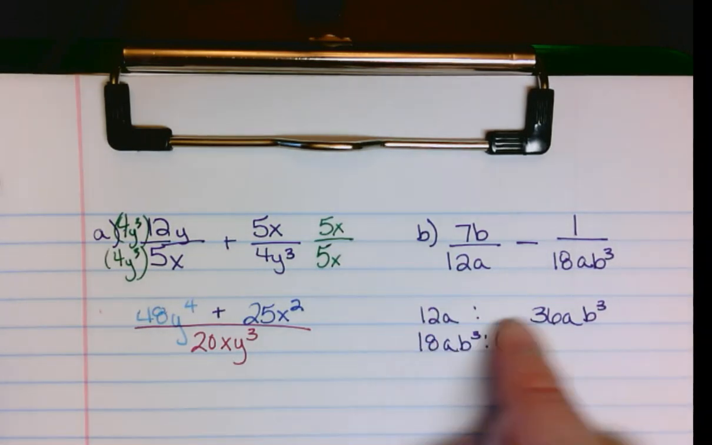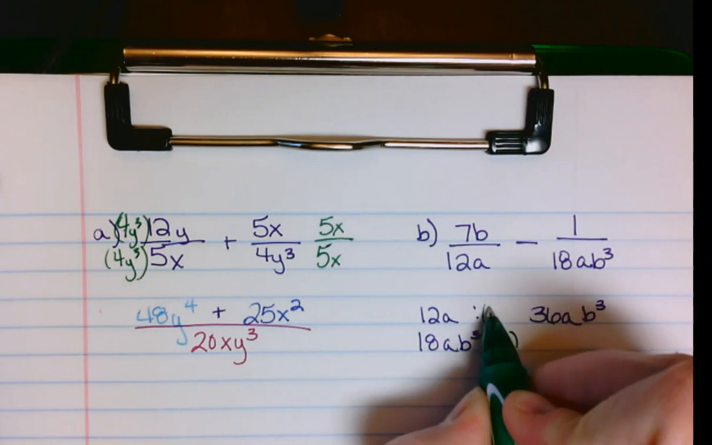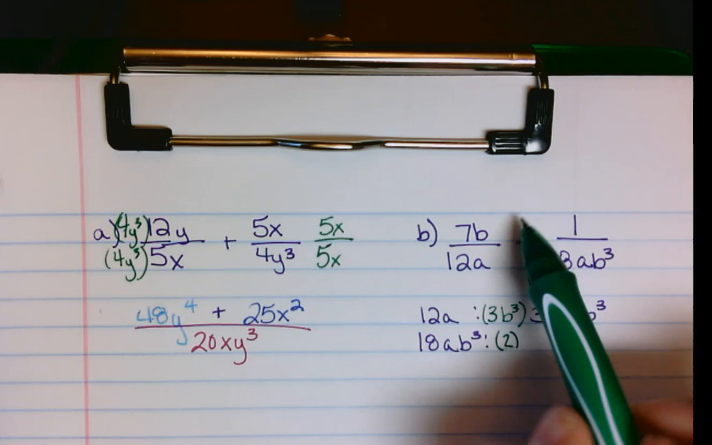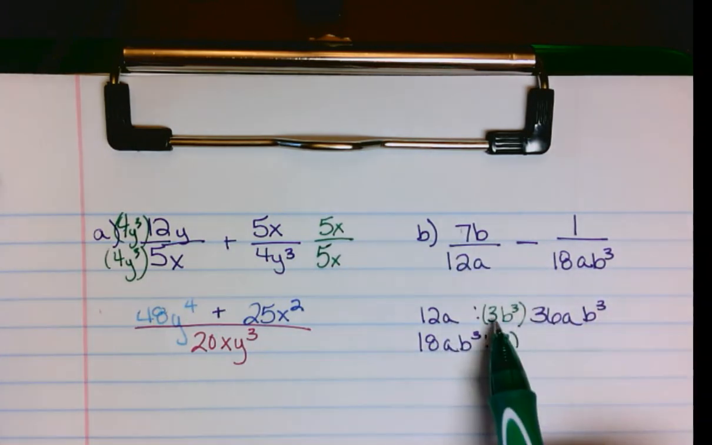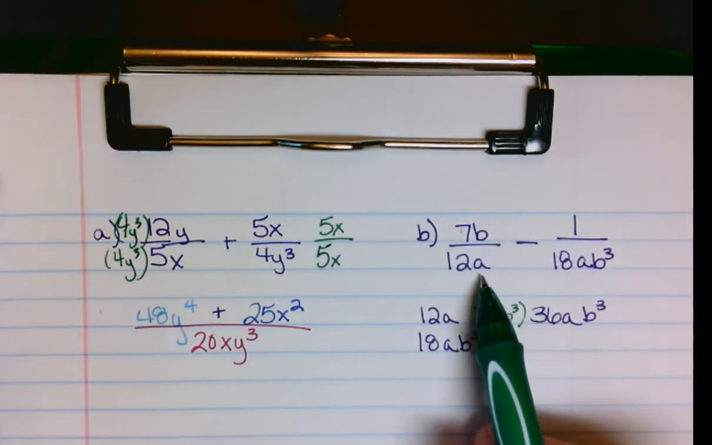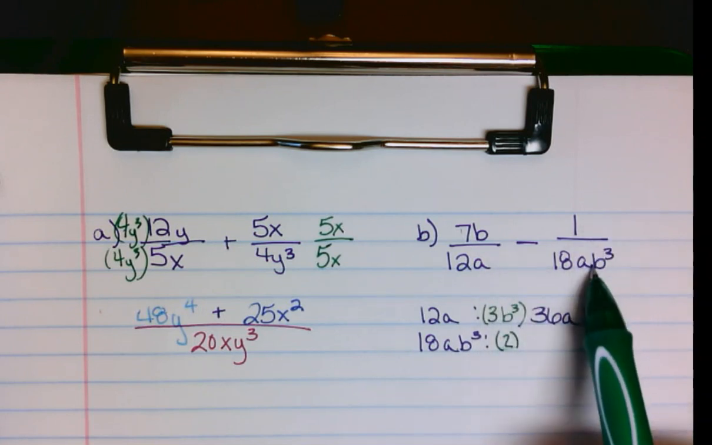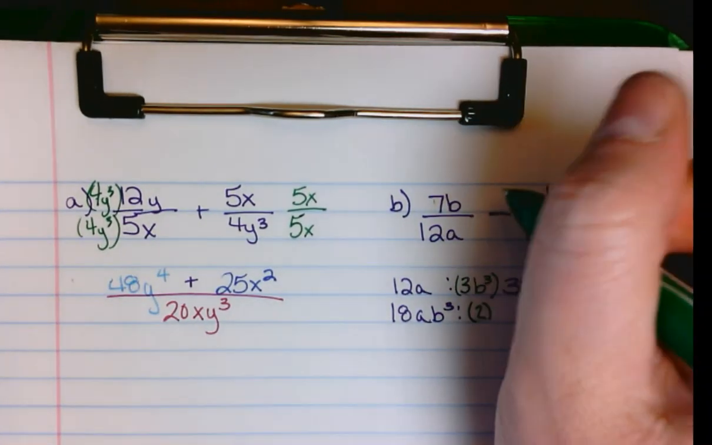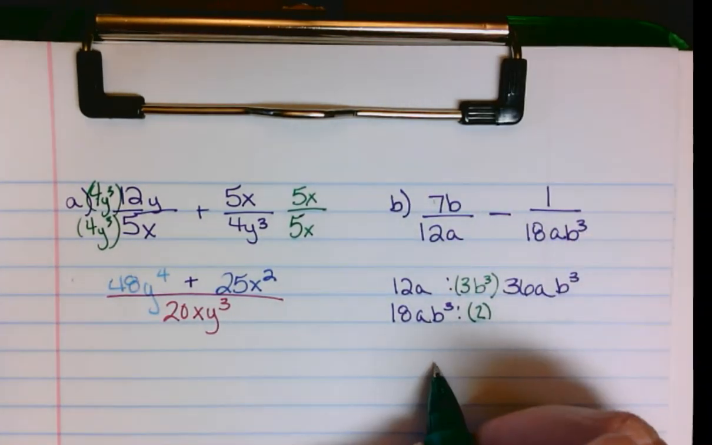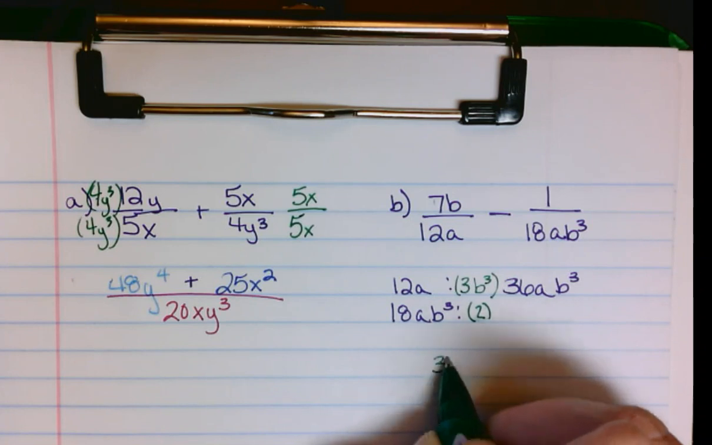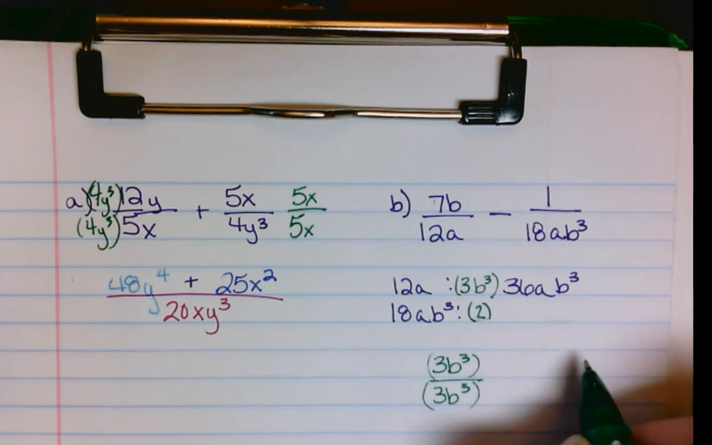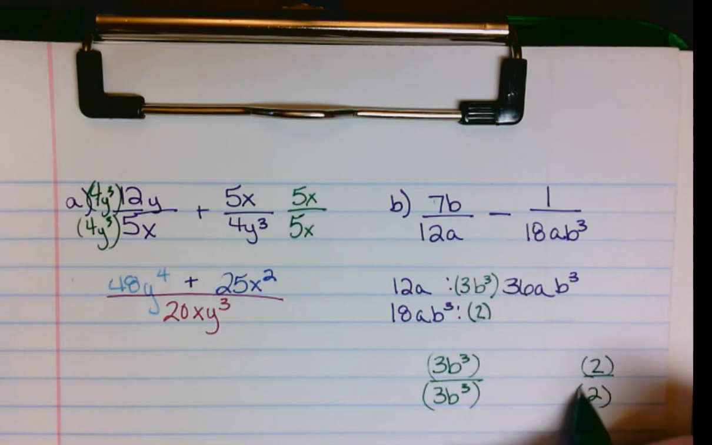12a, in order to make 12a become this, I'm going to take it times 3. I have the a, b cubed. So what that means is on this fraction here, I'm going to take it times 3b cubed on the top and the bottom because I got to multiply by the value of 1. And on the other fraction, I'm going to multiply both top and bottom by 2. So I'm going to rewrite that out. I'm going to have 3b cubed over 3b cubed, because I'm going to multiply by the value of 1. I'm going to write down 2 divided by 2.